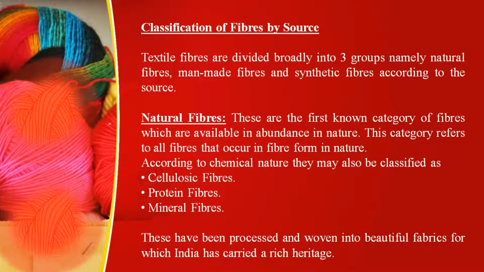Now study about classification of fibers by source. Textile fibers are divided broadly into three groups, namely natural fibers, man-made fibers and synthetic fibers according to the source. Natural fibers are the first known category of fibers, which are available in abundance in nature. This category refers to all fibers that occur in fiber form in nature. According to chemical nature, they may also be classified as cellulosic fibers, protein fibers and mineral fibers. These have been processed and woven into beautiful fabrics for which India has a rich heritage.